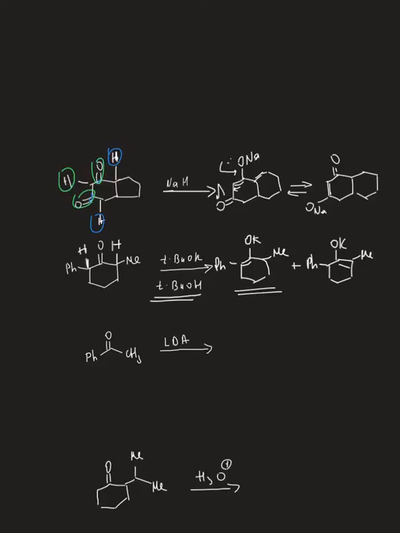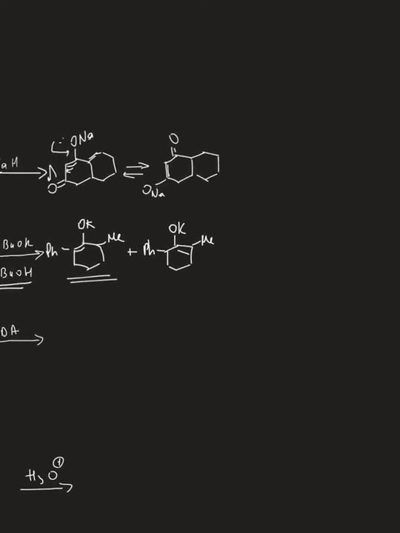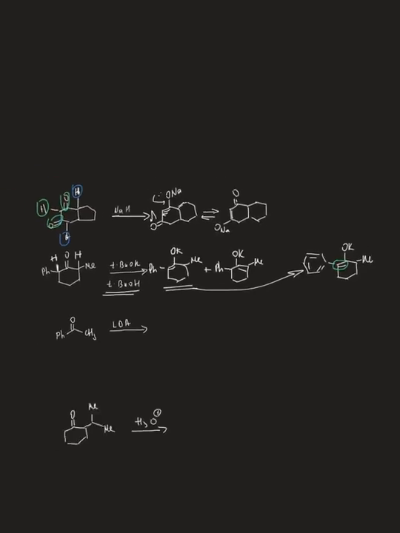If that's not clear, let me try to draw the same structure in a more elaborate fashion. So that's our phenyl ring and the double bond. I can just write the potassium. You can see now that this double bond here is conjugated to the rest of the phenyl ring.